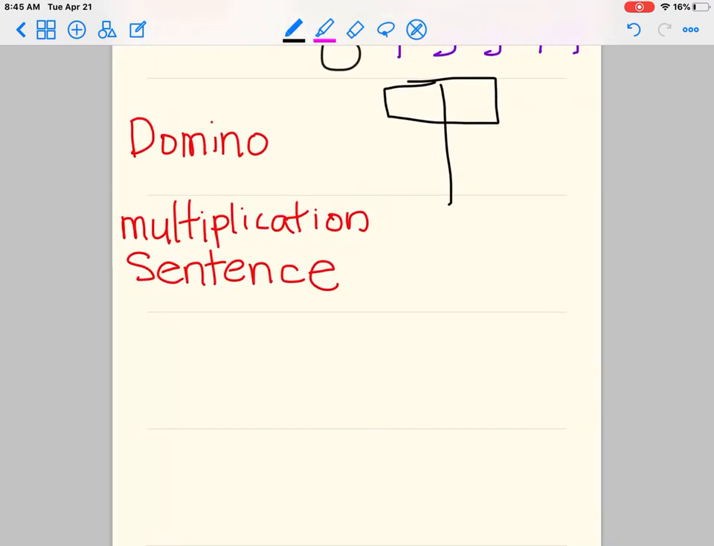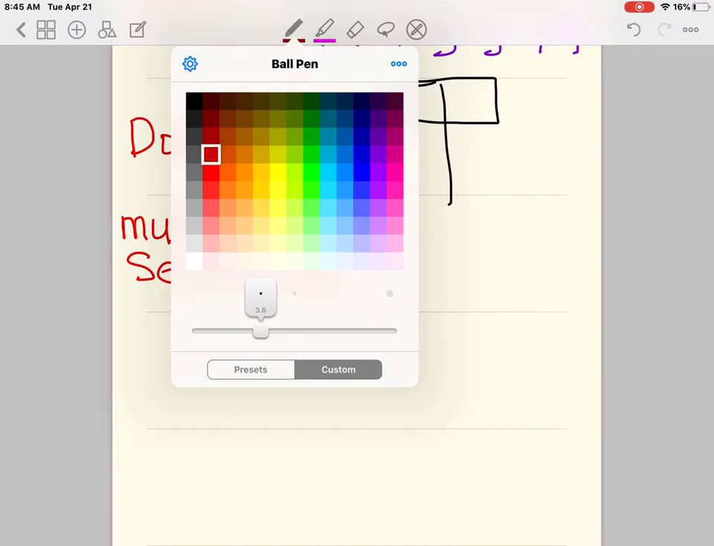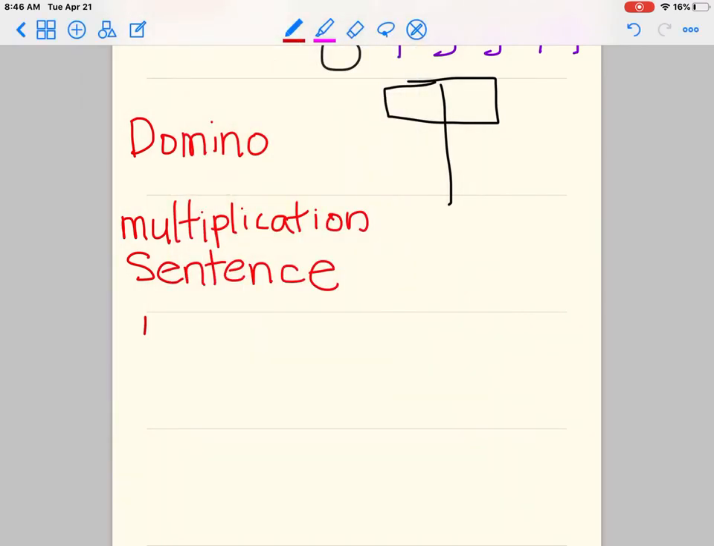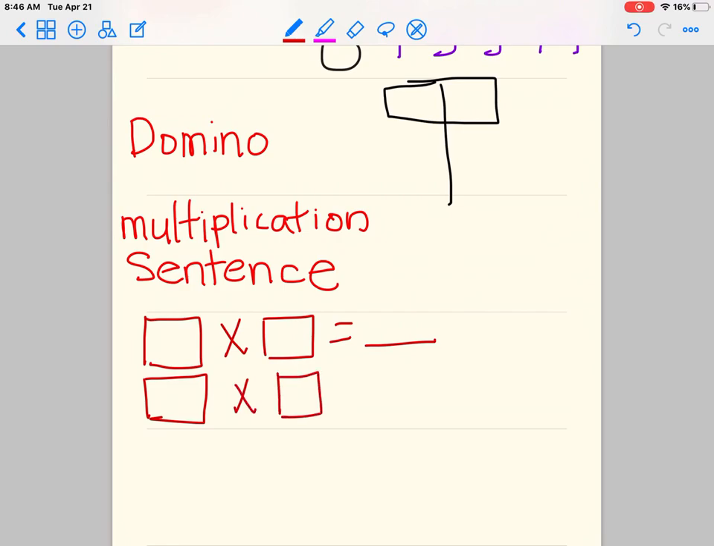Multiplication sentence. Now, when I hear or read the word multiplication sentence, I have to have this image in my mind. This is what a multiplication sentence looks like. Digit times digit, number times a number equals a product. If I'm asked to write two multiplication sentences, well, that would look like this. Number times a number equals a product.